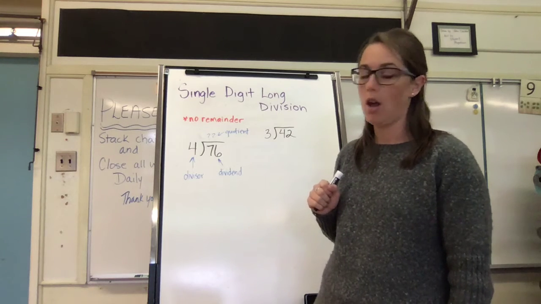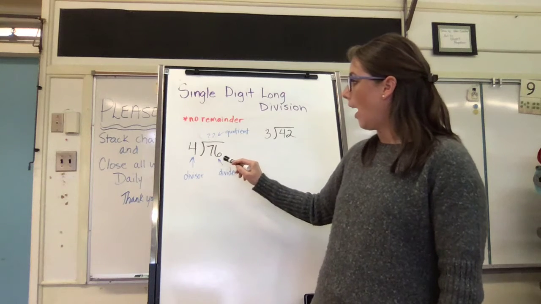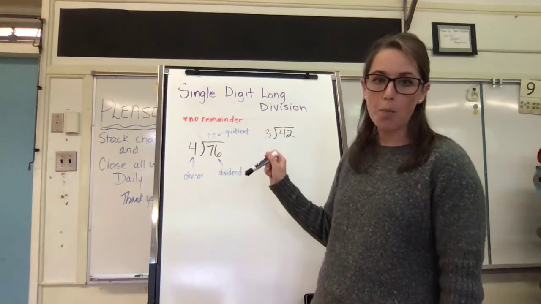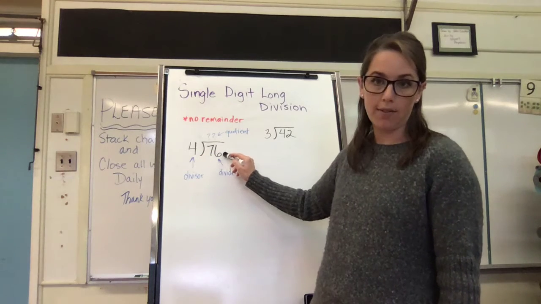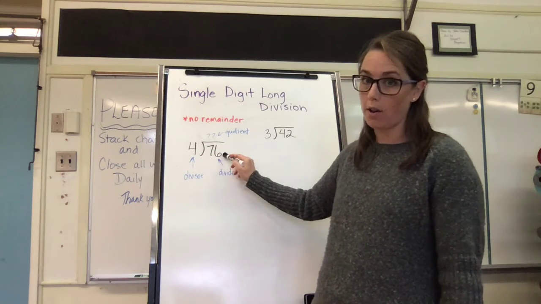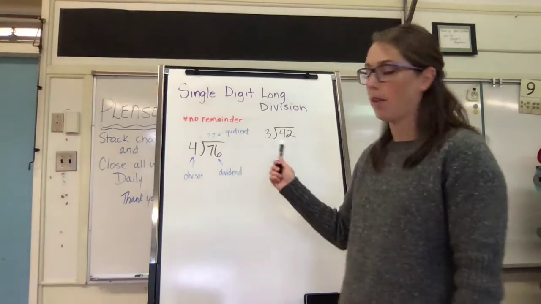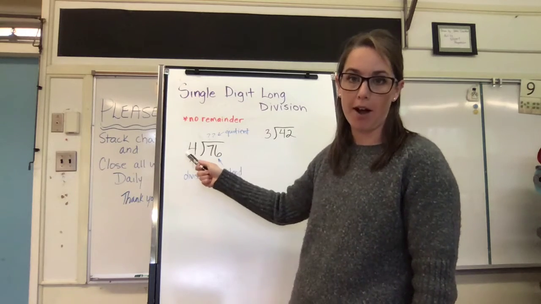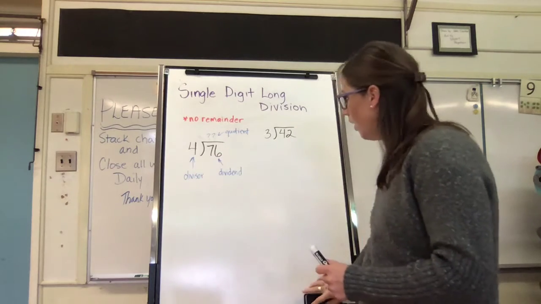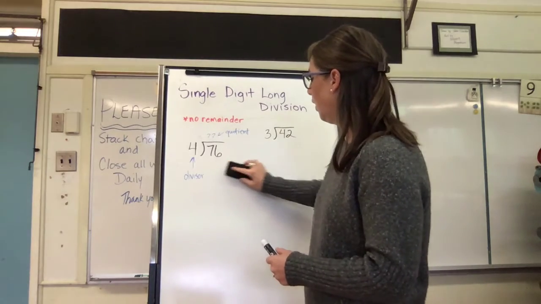So when I look at this first question here, I'm asking myself, how many times does 4 go into 76? Or another way to think of it is, how many times is 76 divided by 4? So let's go ahead and solve this first question here.